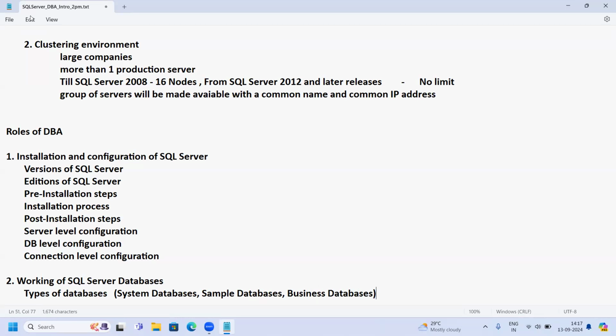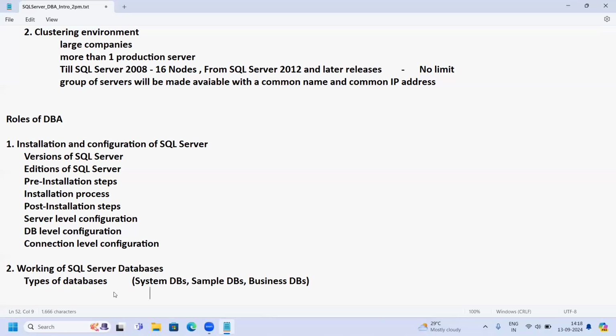How do they work? How many system databases are there? What is the role of each database? Everything we'll discuss in detail. Sir Shareef, yes, please. Actually, we know that there are two types of databases, system and working database. No, your answer should be three. Sample database is new for me. Okay, yes, actually three are there: system databases, sample databases, and business databases. I'll discuss each database also.